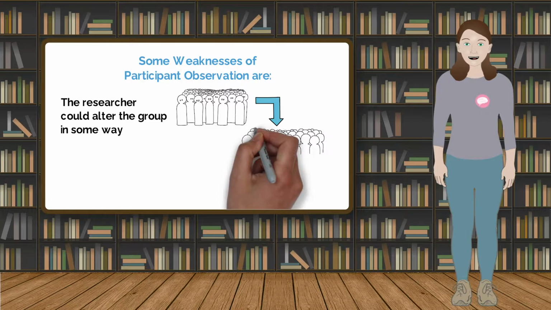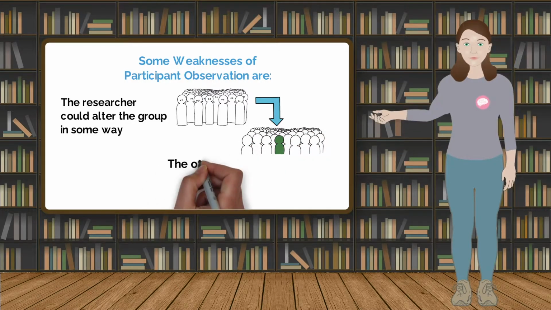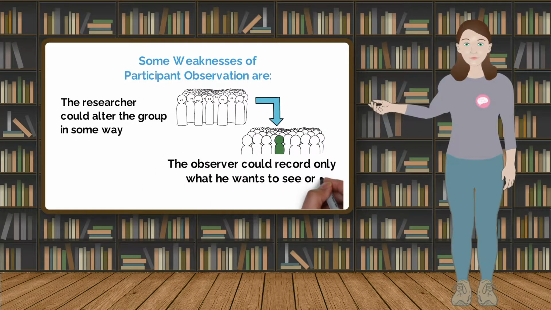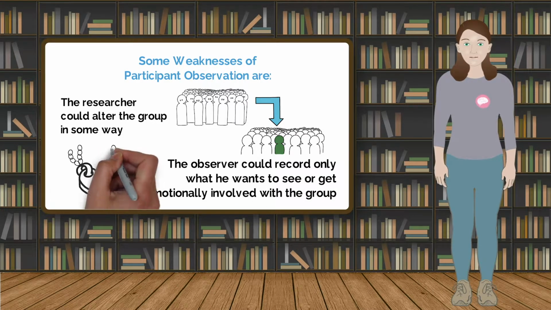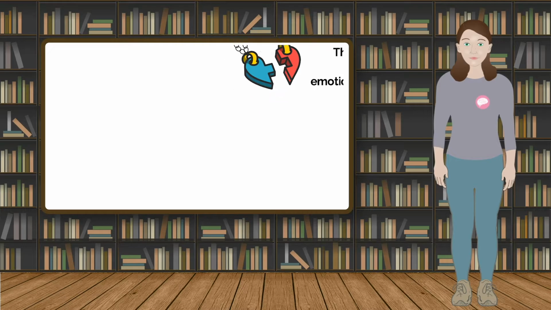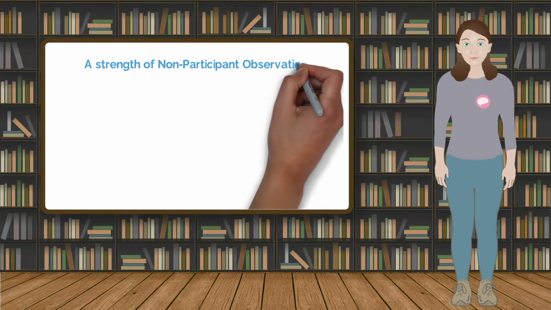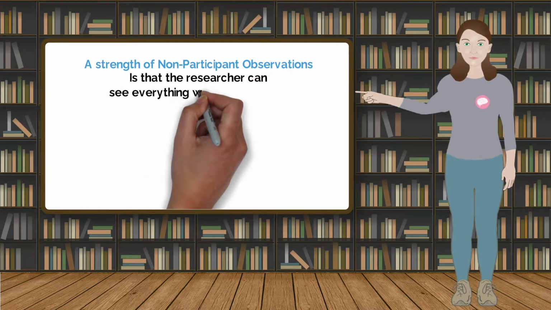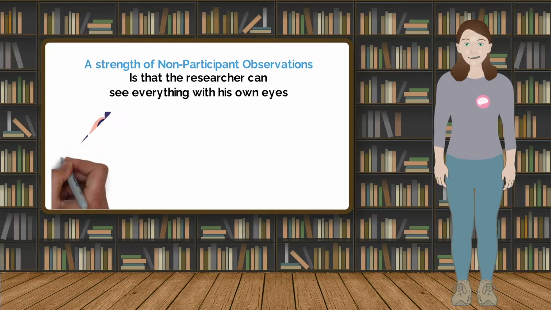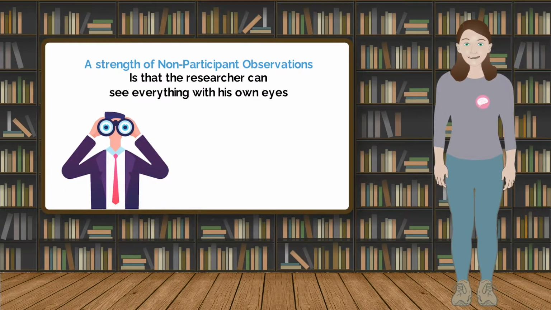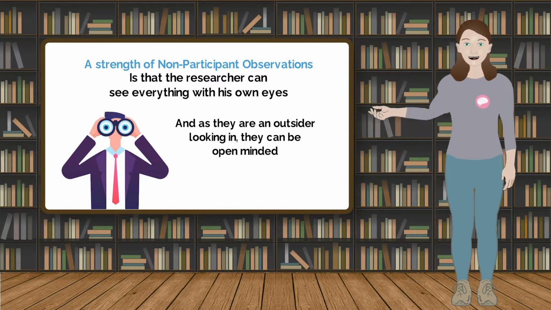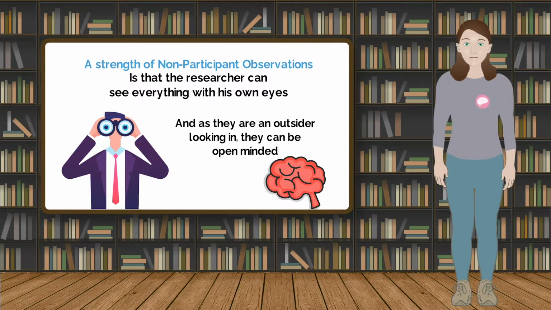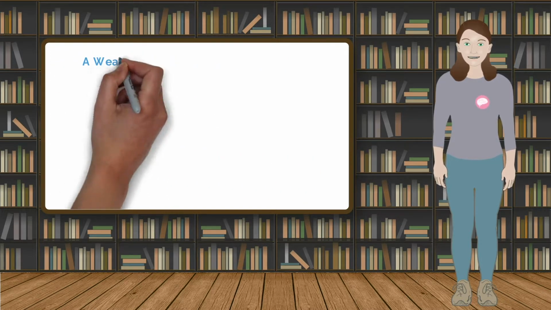Another potential weakness is observer bias, because the observer is only recording what they want to see, or they could become emotionally involved with the group, and therefore will report observations in a subjective way. One strength of a non-participant observation is that it allows the researcher to see what goes on with their own eyes. They can make judgments and observe body language used. Moreover, the researcher can be more open-minded as they're an outsider looking in, therefore less likely to feel sympathy and therefore less likely to produce biased data.